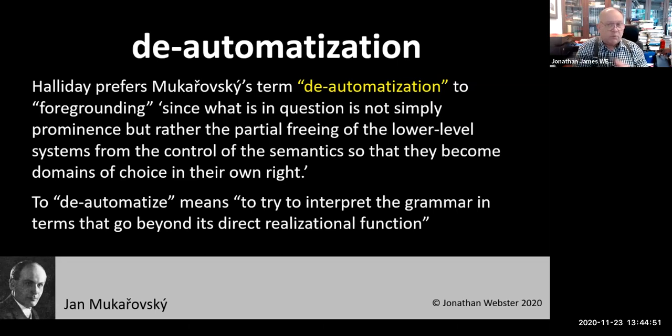A little bit more general in the sense that it can apply also to verbal science. Halliday prefers Mukarovsky's term de-automatization to foregrounding. As he puts it, since what is in question is not simply prominence, but rather the partial freeing of the lower level systems from the control of the semantics so that they become domains of choice in their own right. It's not simply foregrounding. Foregrounding is what stands out against a background. Halliday is saying it's more than that. It's not just the idea of foreground. It's not just the prominence.